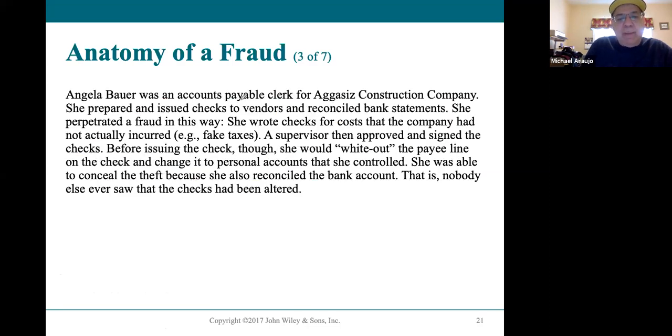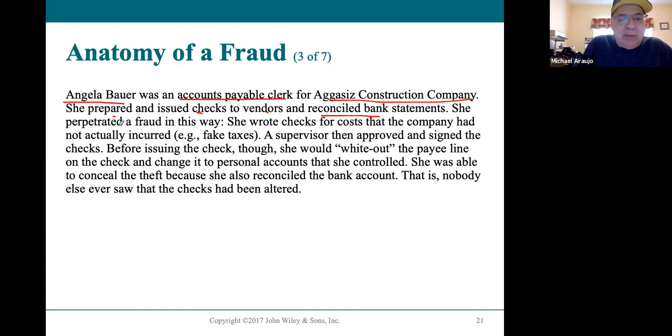The third one is about an accounts payable clerk for a construction company. So Miss Angela Bauer was busy. She prepared and issued checks to vendors. She also reconciled the bank statement. So she was the one who knew what the bank knew. No one else did.